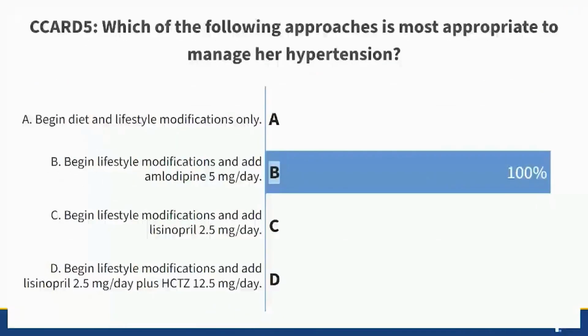Answer A would be wrong because there's no drug therapy listed. We also know she's a stage 1 hypertension patient, so we don't have to start with 2 drugs for her, making D incorrect. So we're really picking between amlodipine and lisinopril. Because this patient is African American, amlodipine is the preferred drug based on the guidelines due to a more potent response to this drug class. If this patient were not African American, then answer choice C would have also been correct.